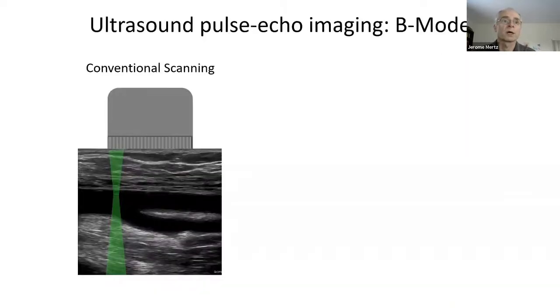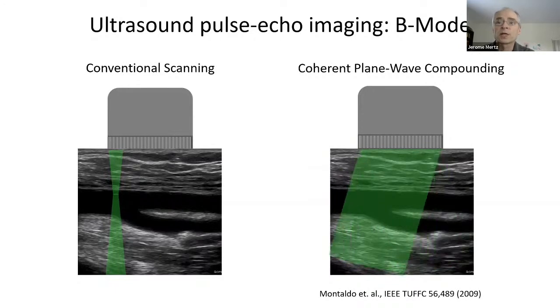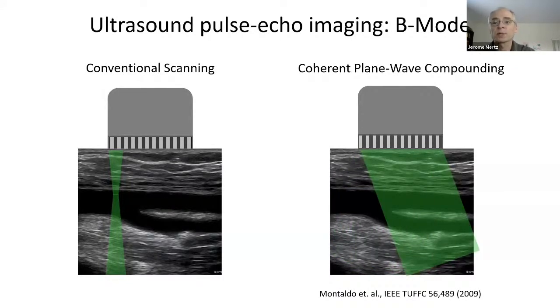So, a word about standard ultrasound imaging, or B-mode imaging. The way it's usually done is you have a linear transducer array and you use, for example, a subset of elements in this transducer array and you sweep them very quickly through your sample, sending in narrow beams of sound, which you sweep. Now I would say this is the old way of doing B-mode imaging. The newer, I think better way is to send plane waves into your sample and sweep the tilt angles of those plane waves. This technique is called coherent plane wave compounding.